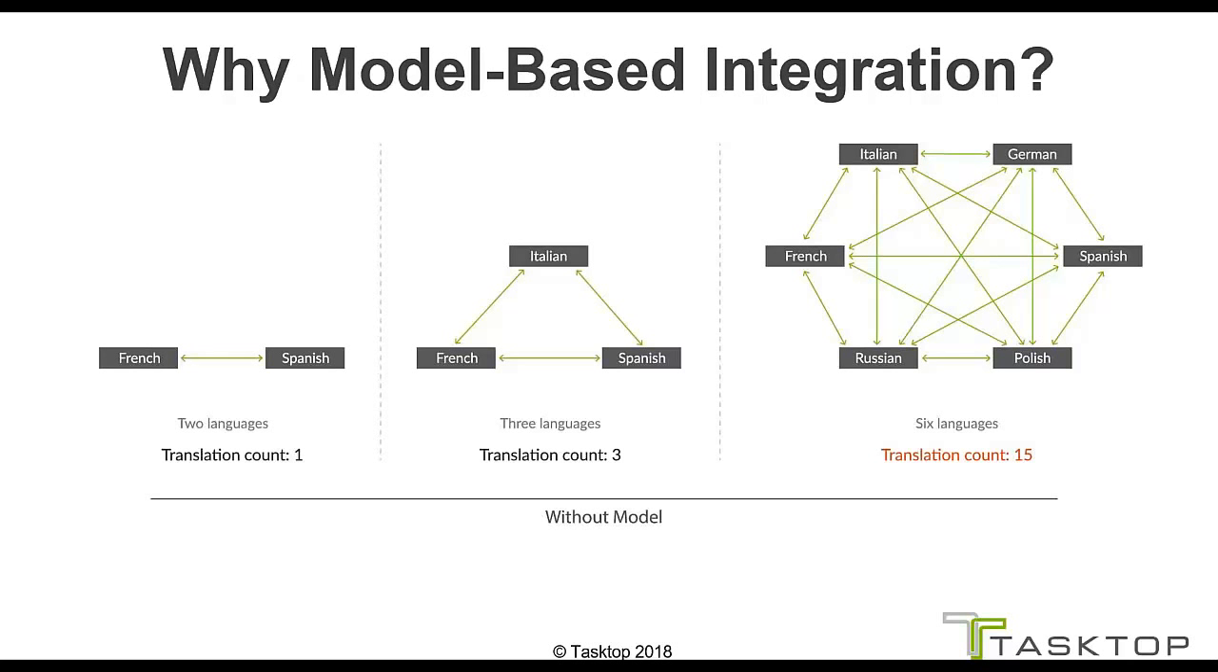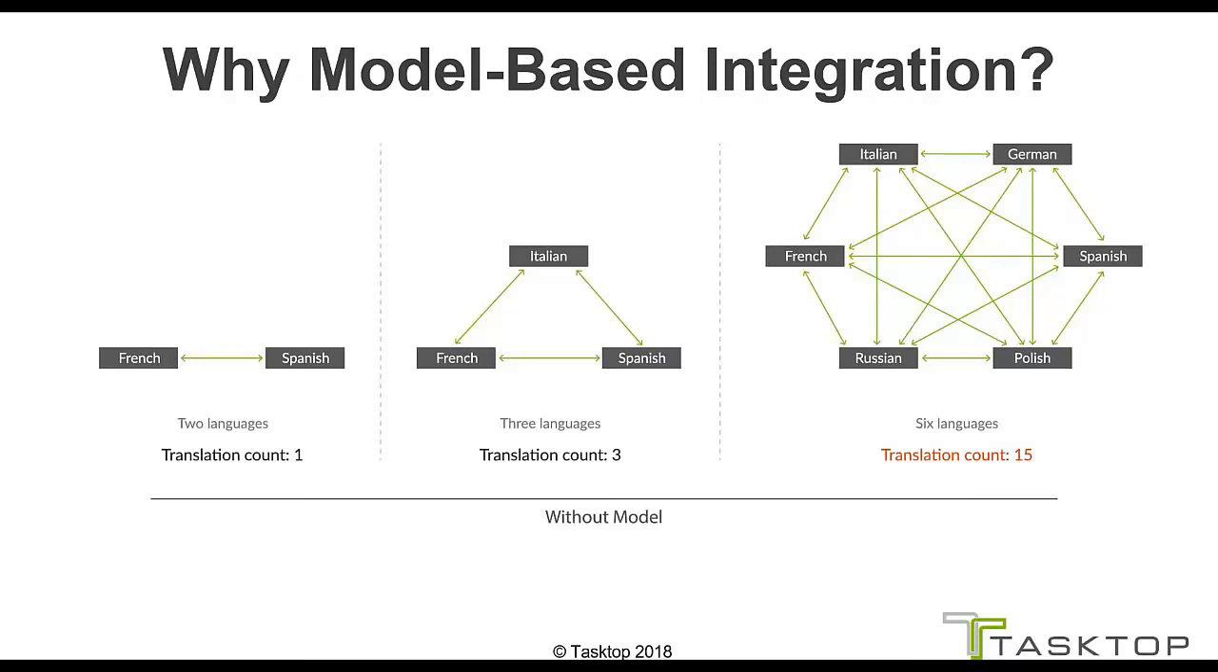Let's jump that to 6 languages, and you see the translation count jumps to 15. This is what we're facing today as an ecosystem, as organizations. Software-defined enterprises are facing this problem today. You have so many different best-of-breed tools trying to work in concert with one another, and it's becoming inefficient and ineffective to carry on with the modus operandi of point-to-point integration.